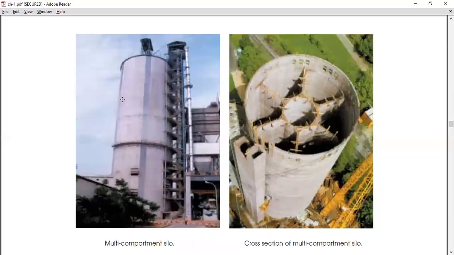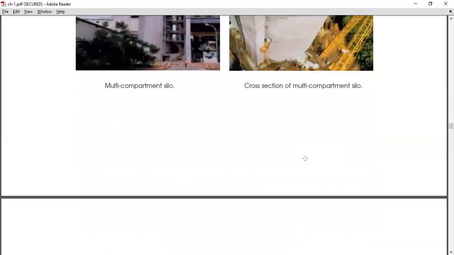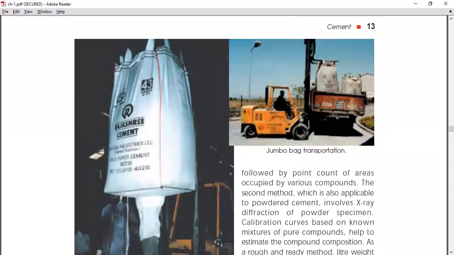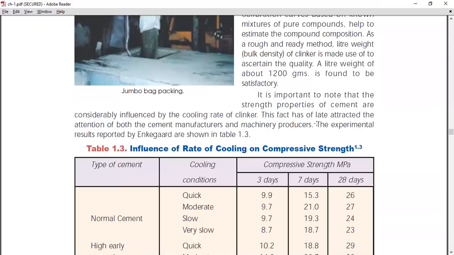This is the multi-component silo. The multi-component silo looks like this in section. There are different compartments used at different stages. This is the bag of 43 grade cement, with jumbo bag, and this is the transportation of the jumbo bag.